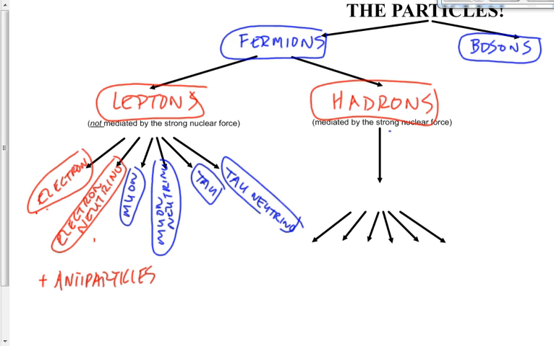Hadrons are mediated by the strong nuclear force. Hadrons are made up of quarks. Quarks are fundamental. Quarks are as small as it gets. Now there are six examples of quarks. There is the up quark, and there's the down quark.